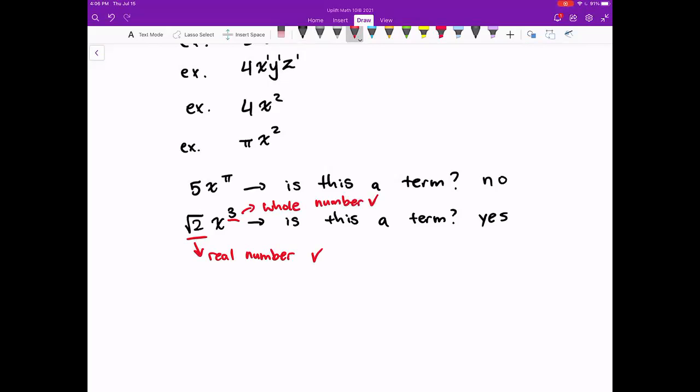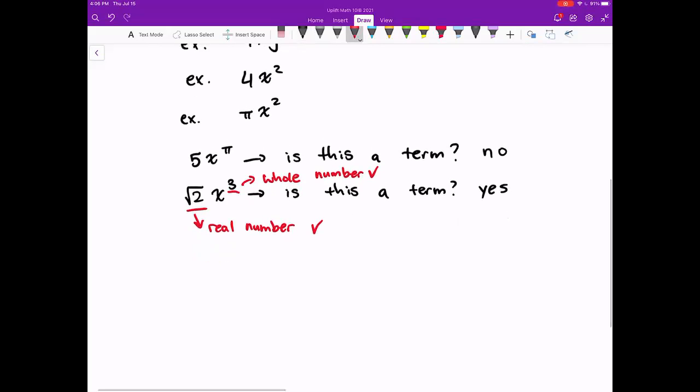David, do you want to give another example? Yeah, so we can have... Wait. There's a question. So the exponent of the variable has to be whole, but the variable itself does not have to be. Just the exponent has to be a whole number.